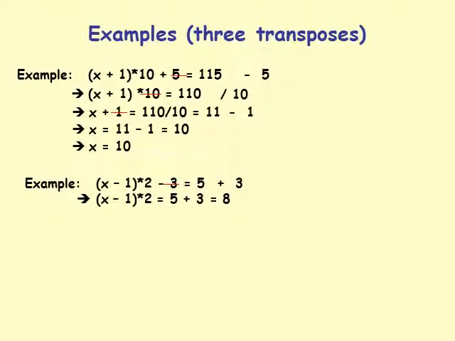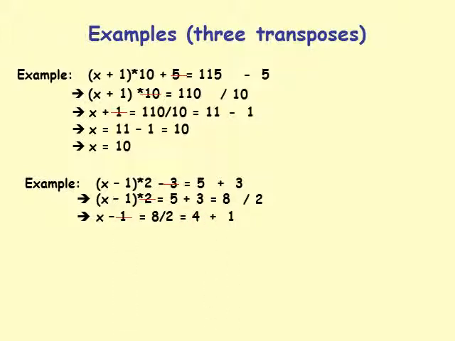That means on the left we have x minus 1, times 2, and on the right we have 8. Now we have this multiplied by 2. We move that across the equal sign and it becomes divided by 2. 8 divided by 2 is 4. So on the right side we have 4, and on the left x minus 1 equals 4.